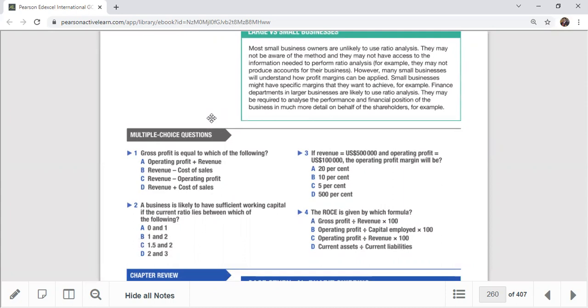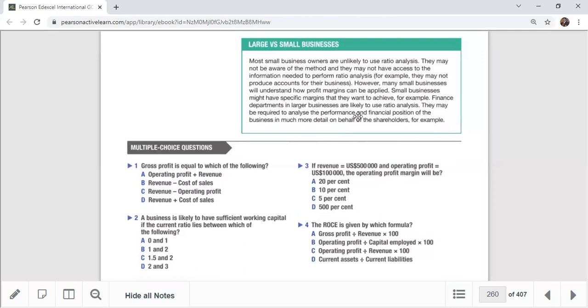For example, finance departments in large businesses are likely to use ratio analysis. They may be required to analyze the performance and the financial position of the business in much more detail on behalf of the shareholders. So you can see large businesses like to do more ratios, whereas small businesses sometimes don't have that much intention to do ratios. But both large and small businesses mainly benefit from looking at this. Even bankers, definitely, will do this ratio analysis, like investors. Before you apply for credit or a loan, they might go through some kind of ratio analysis to interpret the financial statements, right?